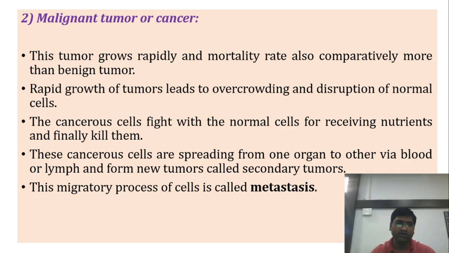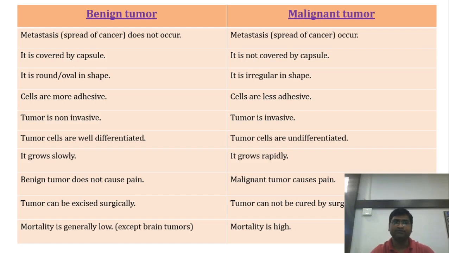So there are two different types of tumors. One is benign tumor, second is malignant tumor. Benign tumor is non-harmful. Malignant tumor is harmful. Malignant tumor is also called cancer. Now we will differentiate between these two types of tumors. So the first is the benign tumor, second is the malignant tumor.